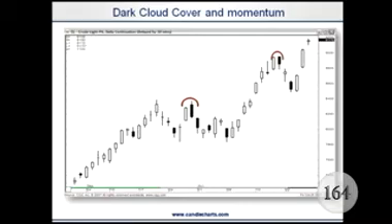Okay, crude oil. How many trade futures here? I know we have some futures traders. Again, everything I'm talking about here could be used in futures. In fact, the original research I did on candles was in the futures markets.